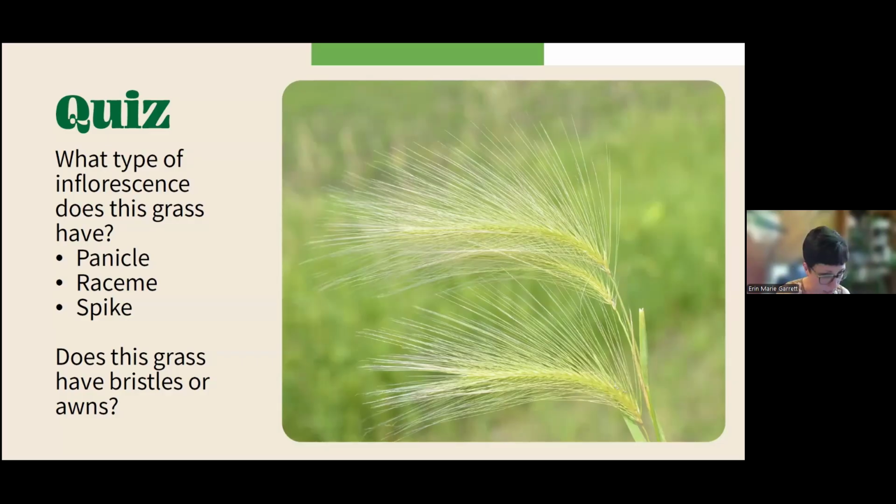And then I got a second question. If you can tell, again, it's always so difficult. This is so hard to do grass ID with a webinar, right? So we're going to do our best with pictures. But what's your guess? Does this grass have bristles or awns?